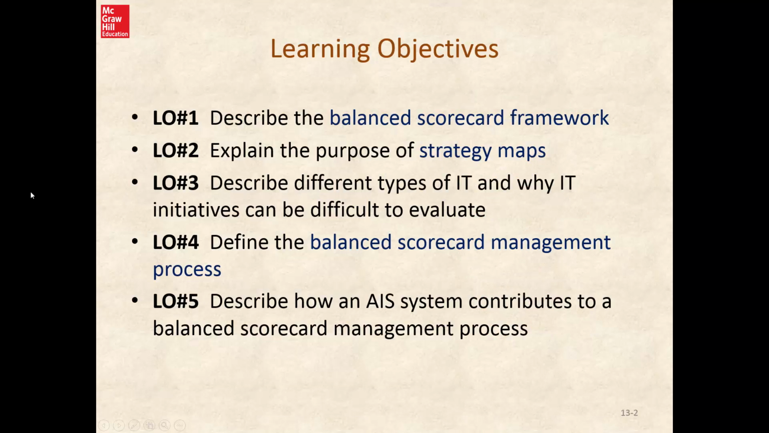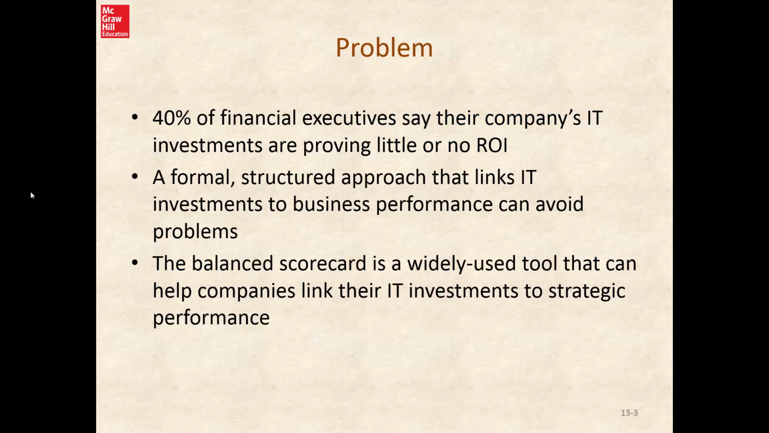Our learning objectives for this chapter are: 1. Describe the Balanced Scorecard framework. 2. Explain the purpose of strategy maps. 3. Describe different types of IT and why IT initiatives can be difficult to evaluate. 4. Define the Balanced Scorecard management process. And 5. Describe how an AIS system contributes to a balanced scorecard management process.